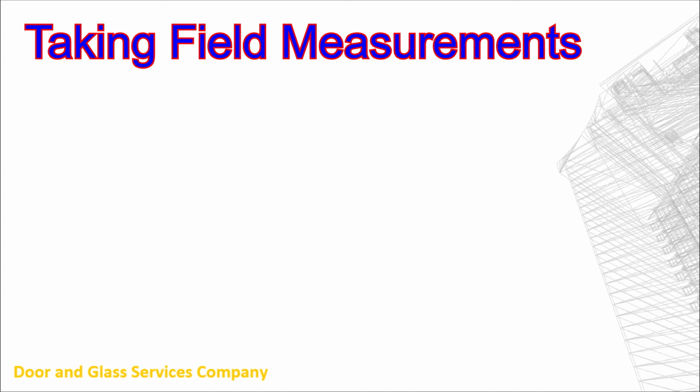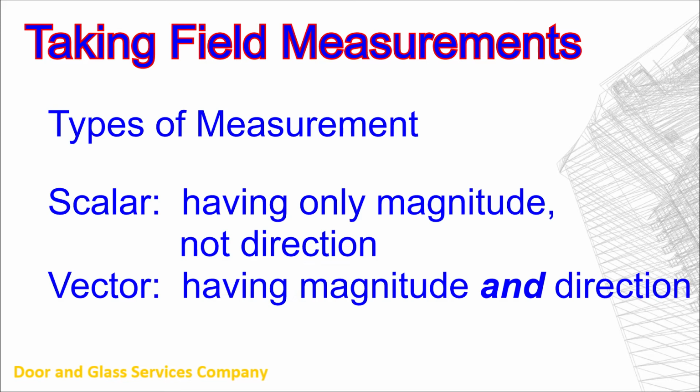This video discusses taking field measurements. When we collect measurements, what we're doing is recording values. And there are two different types of values that we can record. We can record scalar values, which only have a magnitude, they don't have a direction. Or we could record vector values, which have a magnitude and a direction.